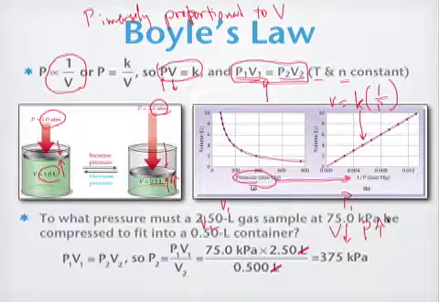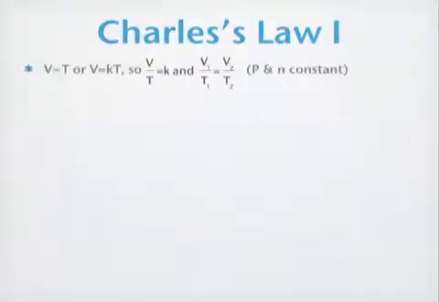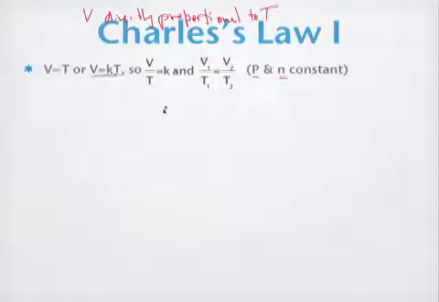All right, let's turn our attention now to Charles's law. Charles's law takes volume and temperature, keeping pressure and the number of moles of gas constant, and we'll find now that the volume of a gas is directly proportional to the temperature, or the volume equals K times T, which is going to rearrange to give us that the volume divided by the temperature equals a constant.